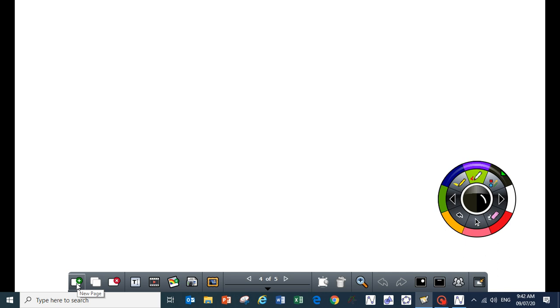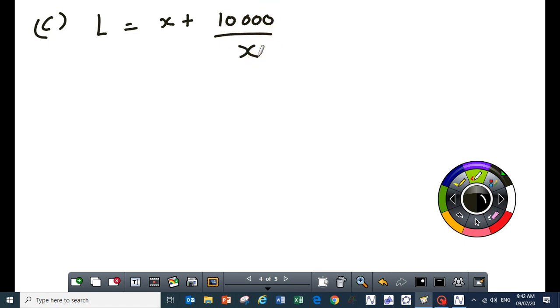Right, part C. So L is equal to X plus 10,000 over X. What I'm going to do is go back to the beginning of finding the derivative using rules. So this becomes L equal to X plus 10,000 X to the power of minus 1, using your knowledge of exponents, which is not grade 12, which is not calculus. No calculus yet.